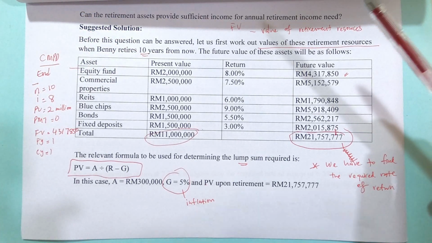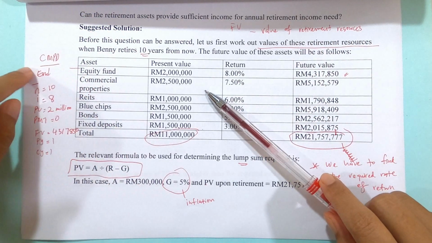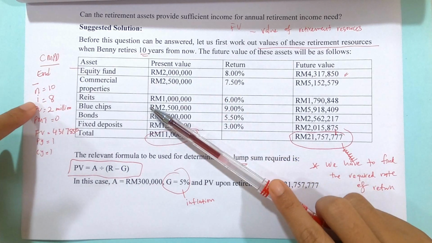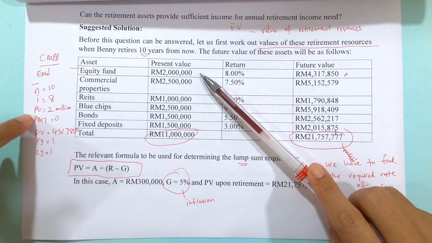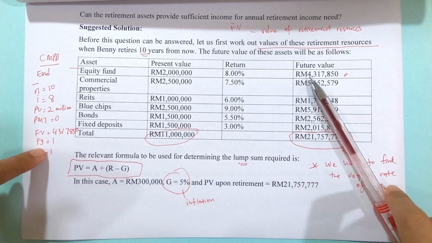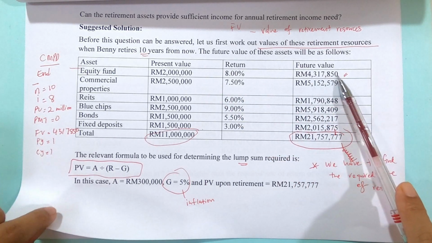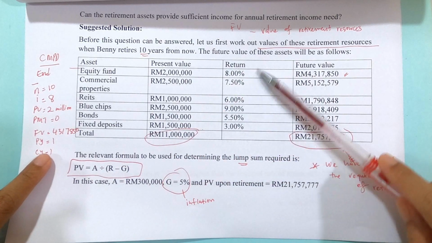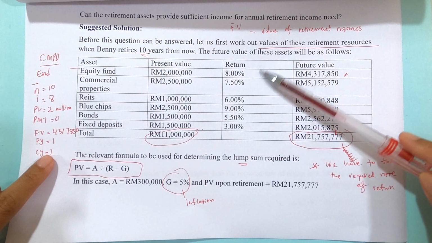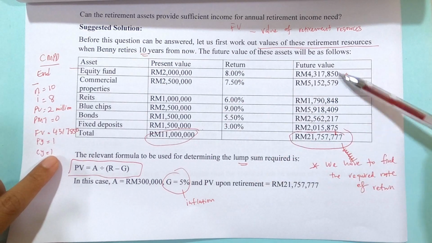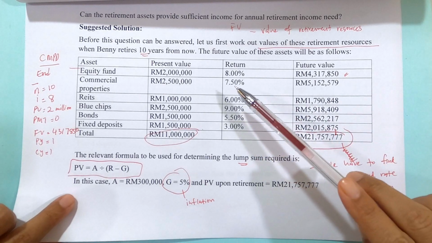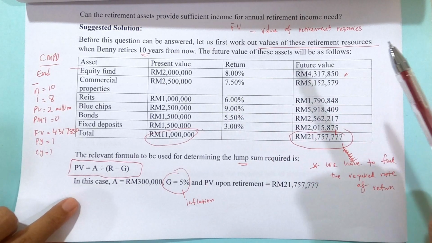By using that information, we can calculate for the equity fund using CMPD. N is 10 years, I is 8%, PV is 2 million, payment is 0. We can get the future value of 4,317,850. We use the same calculation, just replacing the amount for return and the present value, then we can get the future value of the assets belonging to Benny over the next 10 years, that is when he starts to retire.